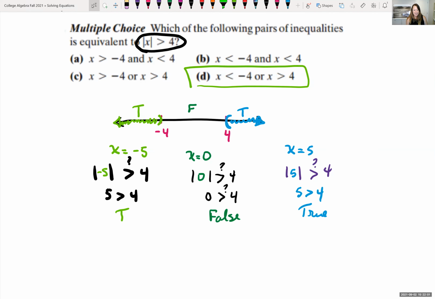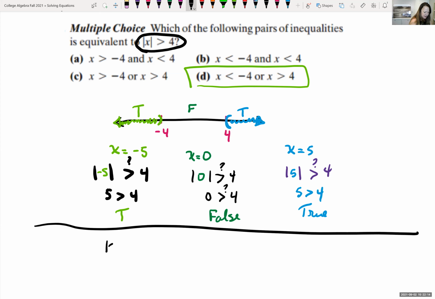So let's do the same idea. If we had an absolute value of X less than some positive number, let's look at an example. Say the absolute value of X, and we'll just use 4 still, is less than 4. Same sort of idea. What values of X would make the absolute value of X give me back 4? That would be 4 and -4 again.